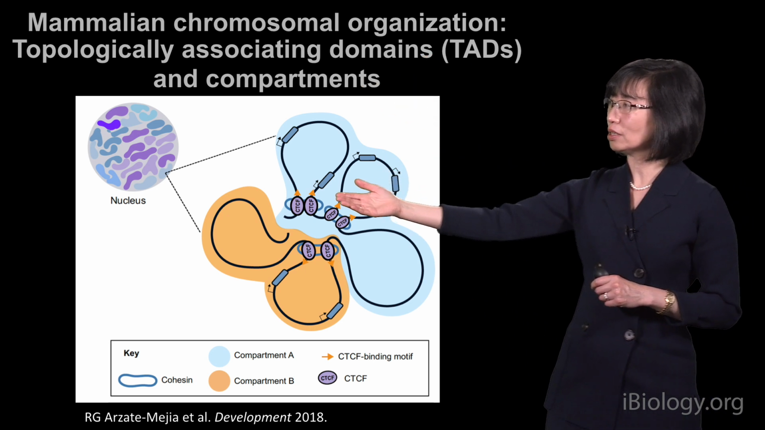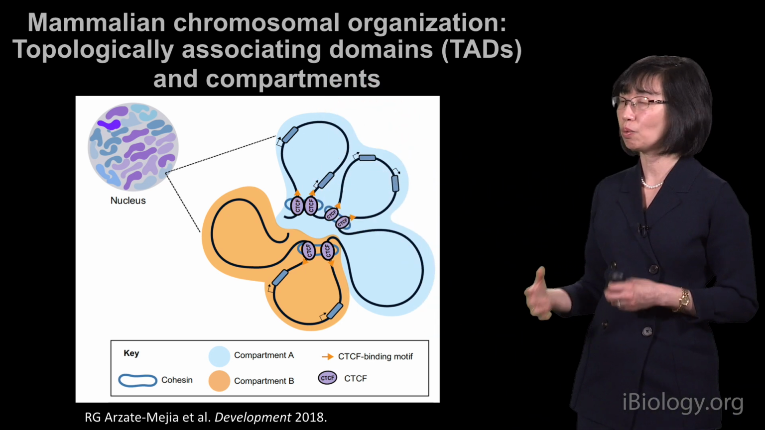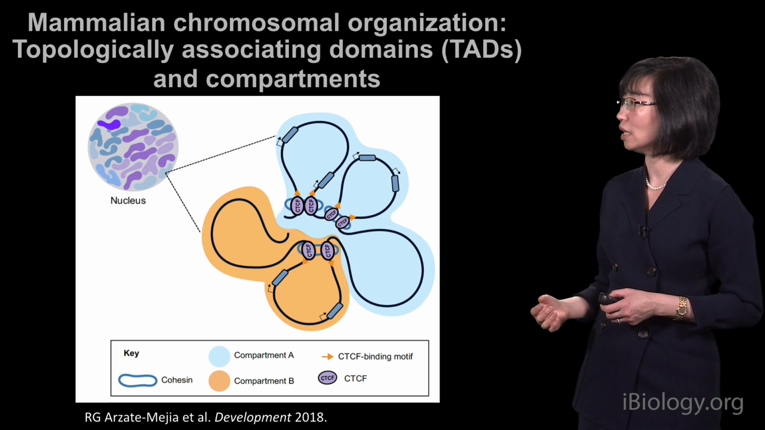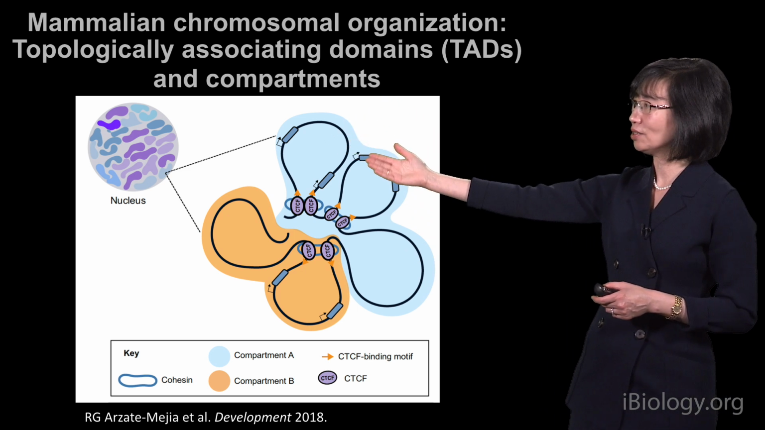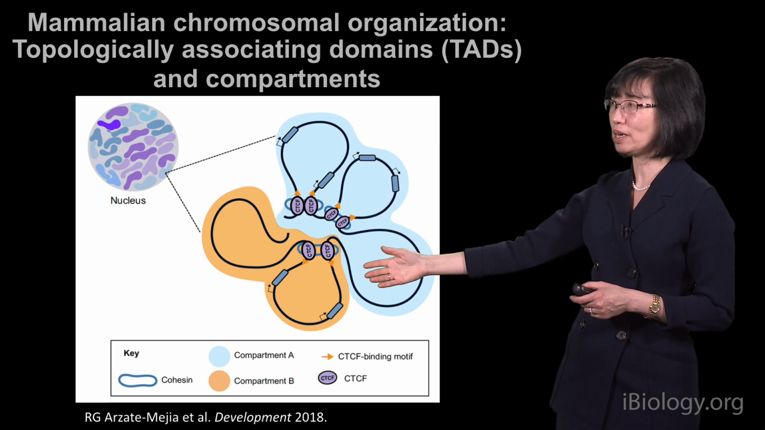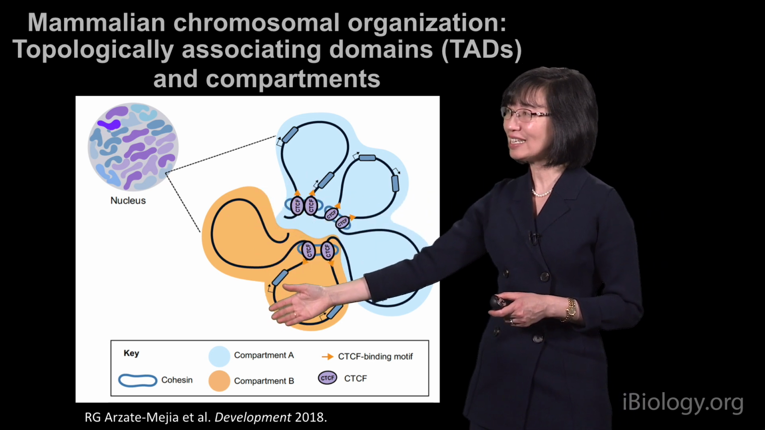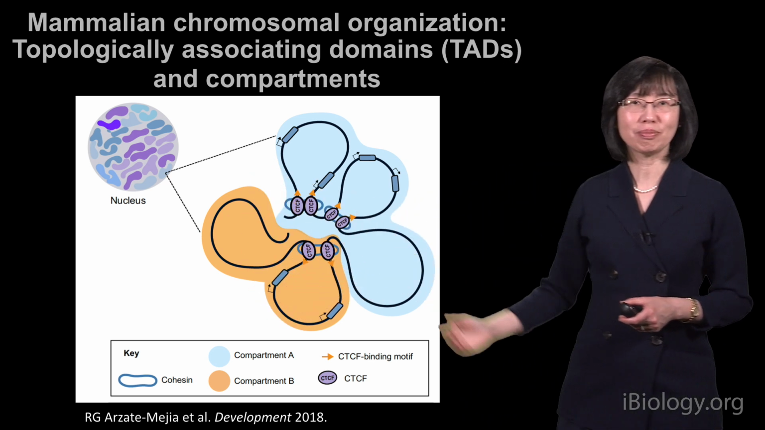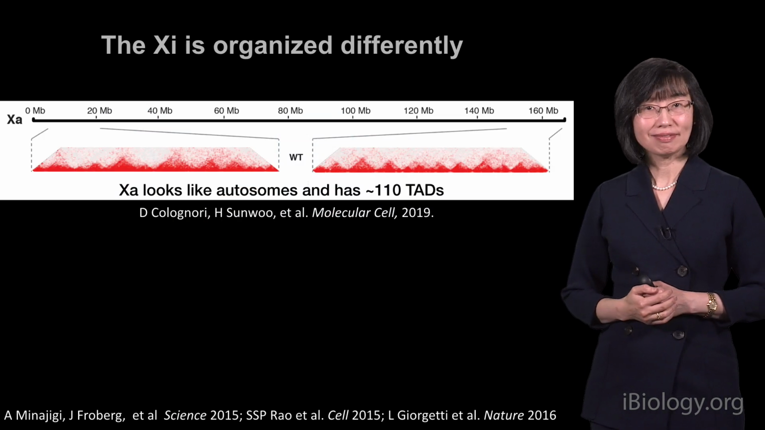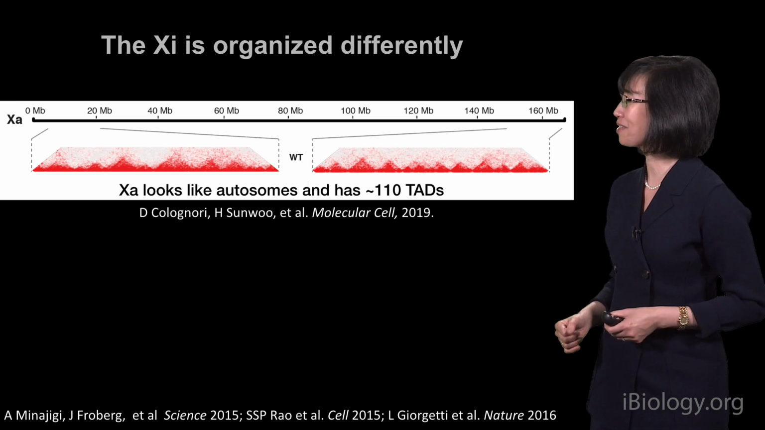So TADs are these large loops of chromatin of around 1 to 2 megabases in size, within which genes can be, though they don't have to be, coordinately regulated. And then the active TADs, or active loops, coalesce and form a separate compartment called the A compartment, whereas the inactive or the less active genes form another type of compartment that's called a B compartment. So as you might imagine, the inactive X chromosome is organized completely differently from all other chromosomes.